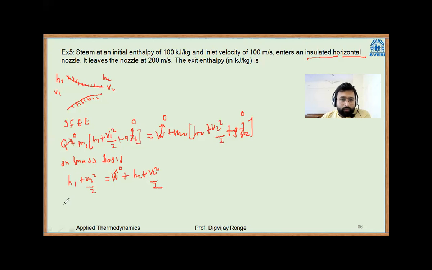H1 is given in this case, that is 100 kilojoule per kg, plus velocity is given, that is 100 meter per second, square, so this will be 100 square by 2, will be equal to enthalpy H2, which is not given, plus velocity is given, that is 200 meter per second, square by 2. Now do these calculations and calculate the value of enthalpy H2. Now tell me whether it is increasing or decreasing.